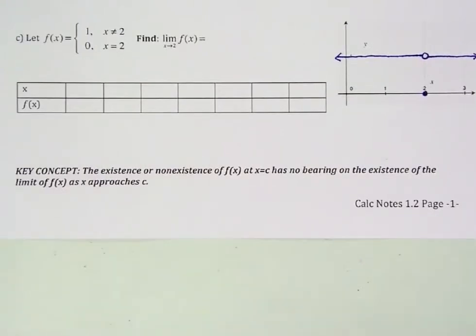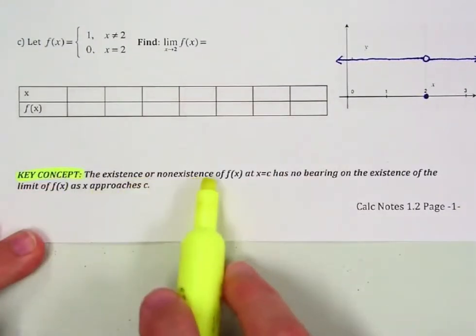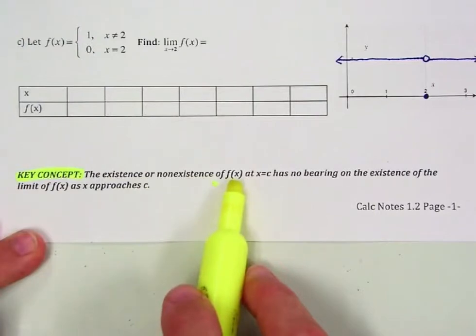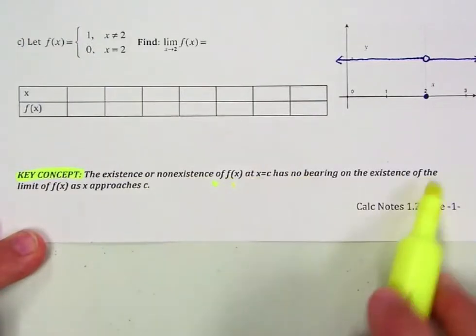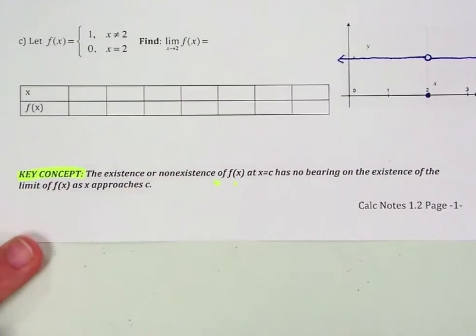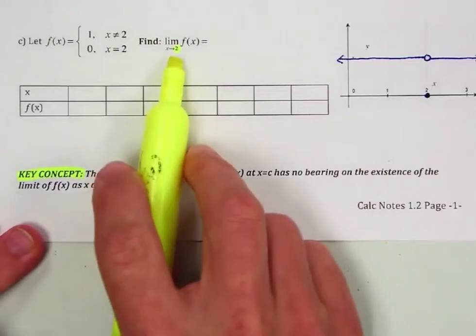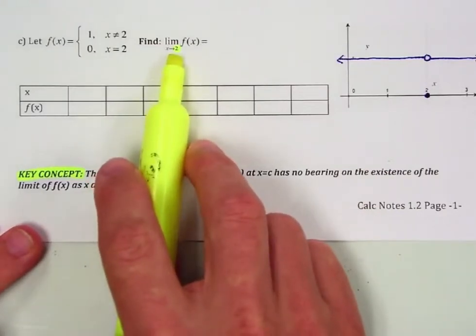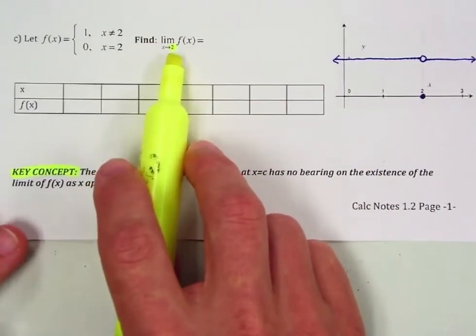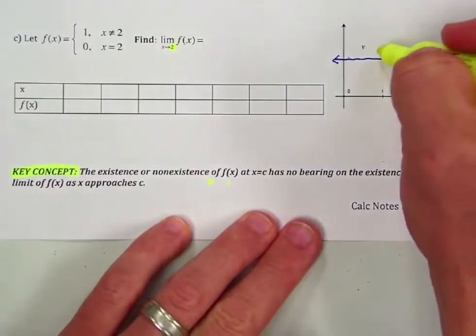Now this example is really going to highlight our key concept here, that the existence or non-existence of f of x at x equals c has no bearing on the existence of the limit of f of x as x approaches c. In other words, it does not matter what's happening at x equals 2. All we care about is what's happening going up to x equals 2.